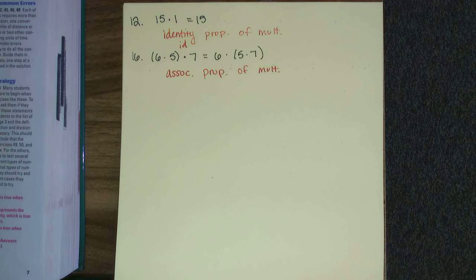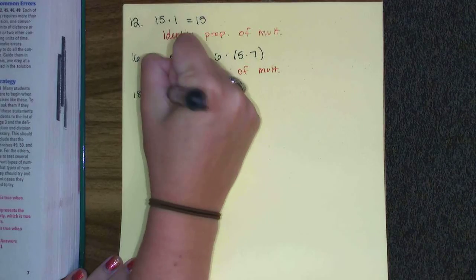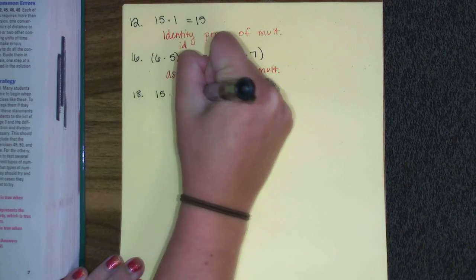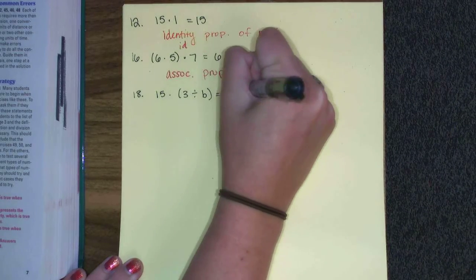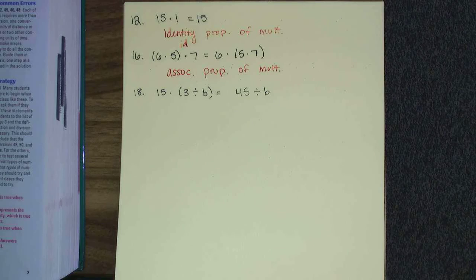All right, number 18. So now we're moving down, so we're going to use the properties and definitions to show that the statement is true, and we're going to justify each step. This is going to be like a geometry proof, kind of. So 15 times 3 divided by B is equal to 45 divided by B. We're going to do each step and explain how we get that answer.